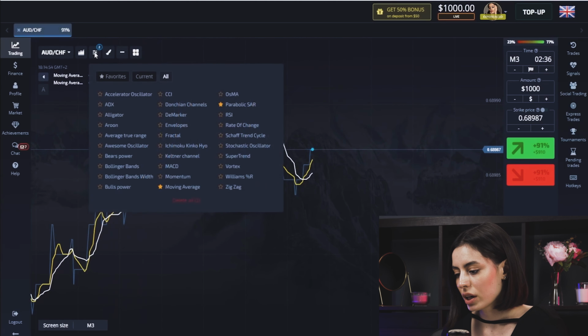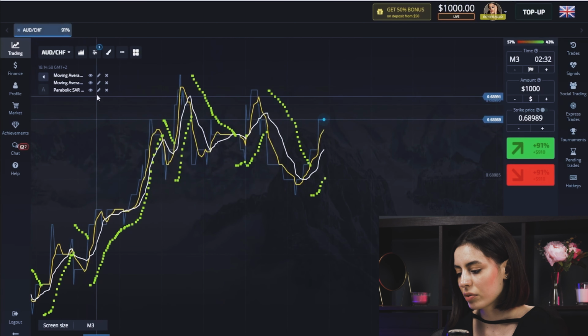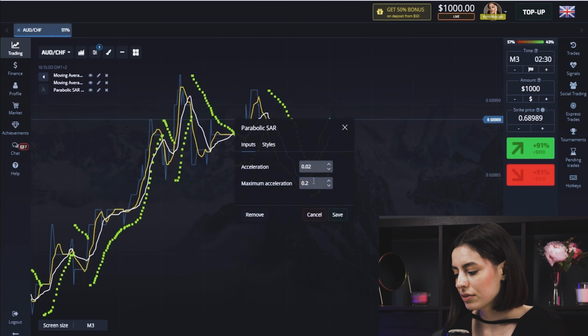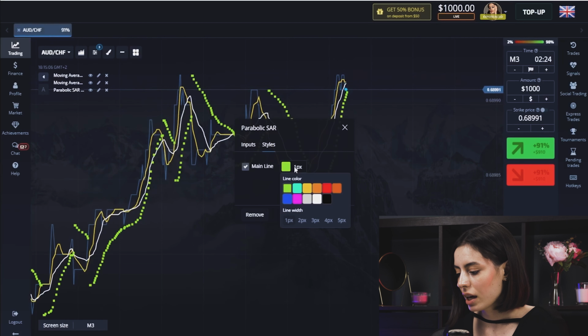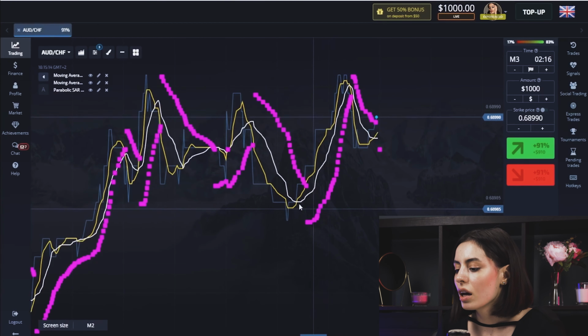The next one is going to be the parabolic SAR, which is actually very helpful in this method. I leave the acceleration just as it is, and the maximum is going to be 1.3. And choose the color, let's say pink. I'm in a moody mood today, and we save here.